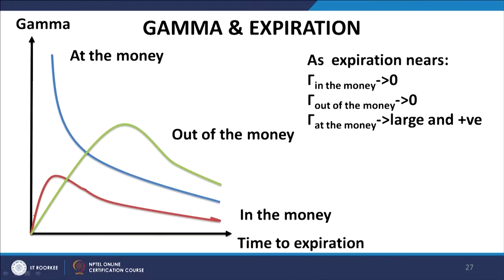As you approach expiration, the gamma of at the money options increases very rapidly, very significantly. So, in summary, gamma of in the money options approaches 0, gamma of out of the money options approaches 0 as expiration approaches, but gamma of at the money options becomes large and significant and positive as expiration approaches.